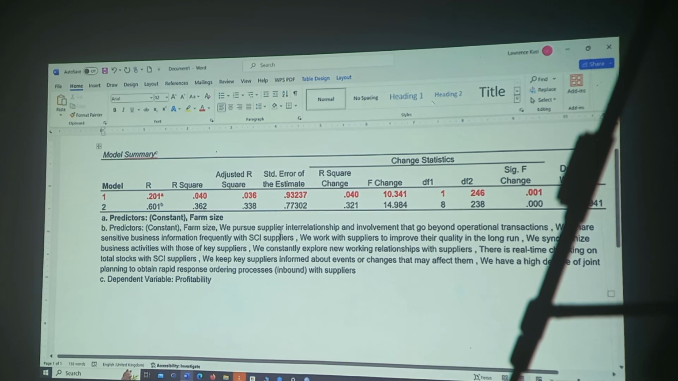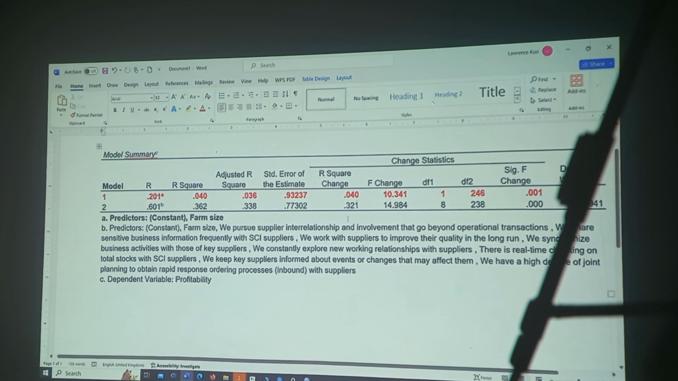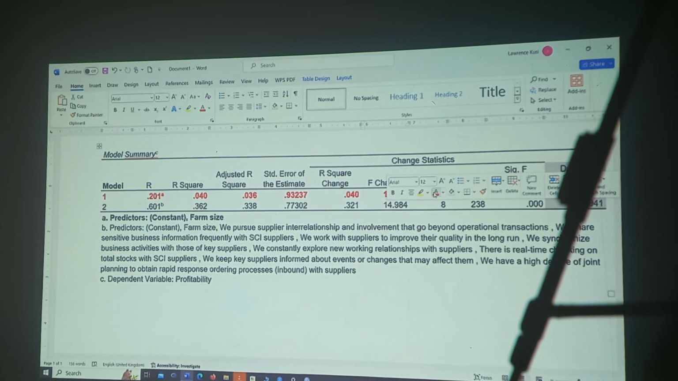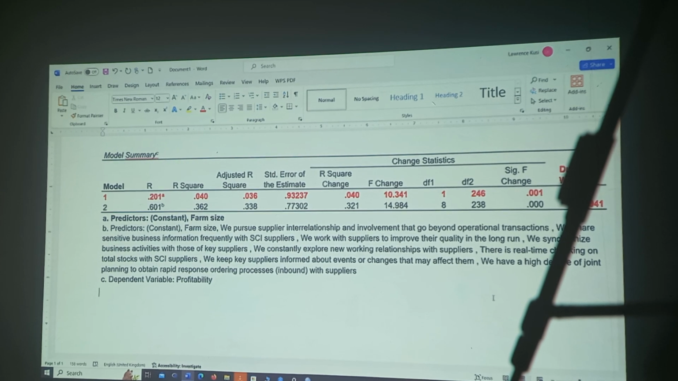When we enter firm size alone into our model, what happened? But before we assess this one, we have to come and assess what we call autocorrelation. Durbin-Watson is used to check autocorrelation. Okay, the last one. Yeah, Durbin-Watson.